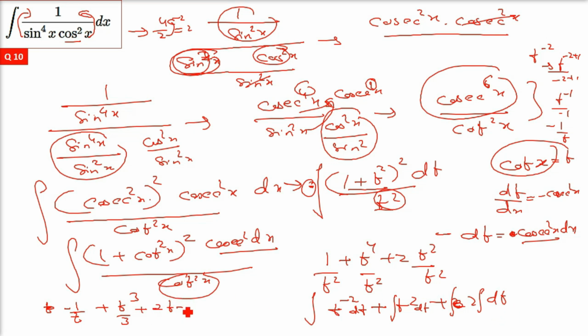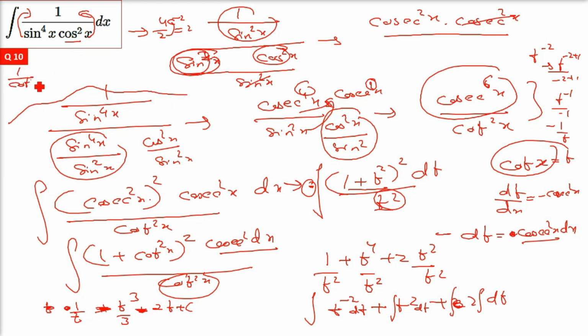So 2t plus constant of integration. Let me write the final answer, because we just need to replace this t by cot x that we assumed earlier. And since the negative was already there, now I have multiplied everything with negative. So only 1 by t, which was negative 1 by t, will become positive. Other terms will take the negative sign. 1 by t is 1 by cot x.